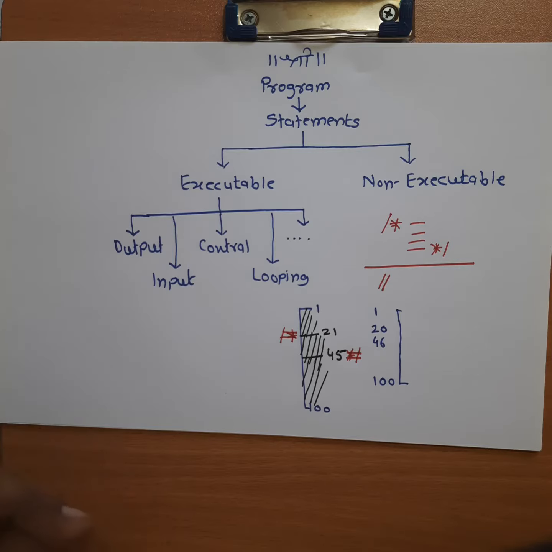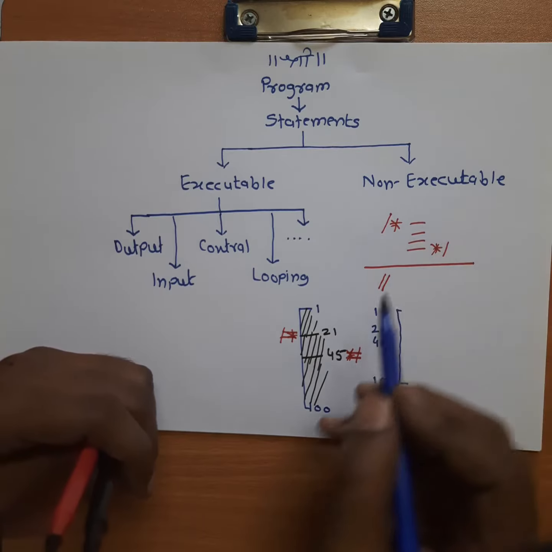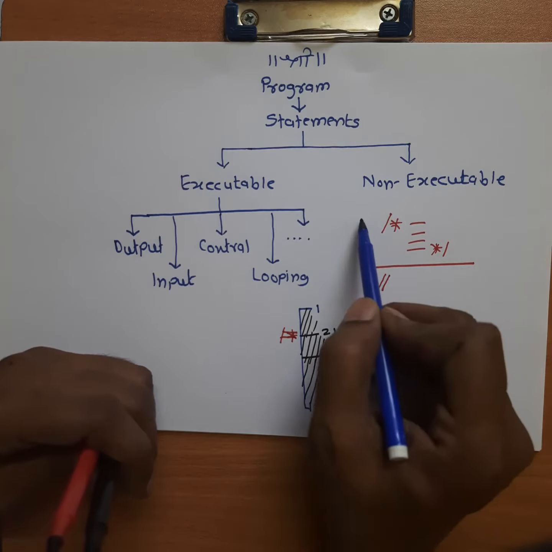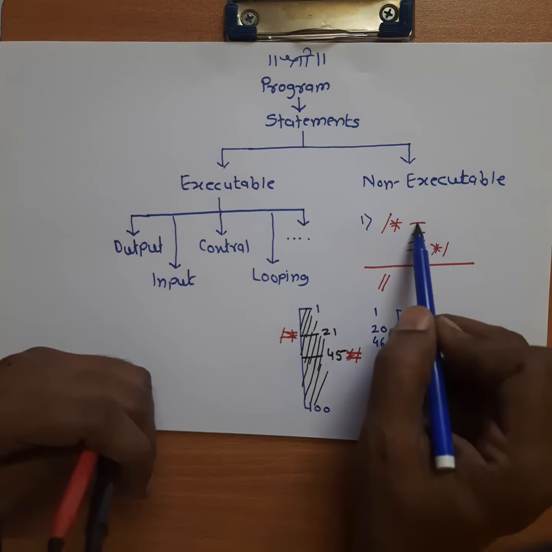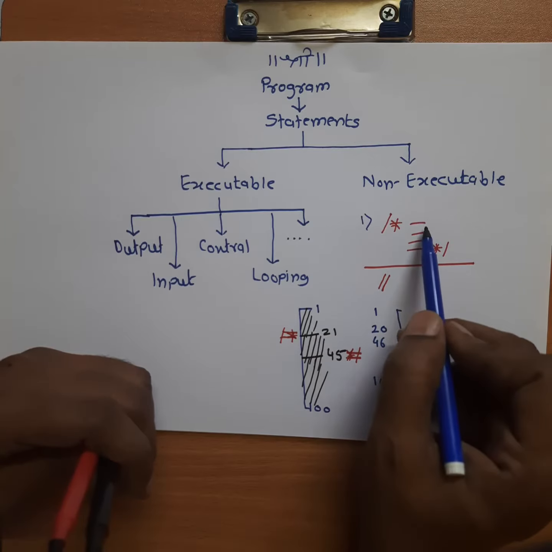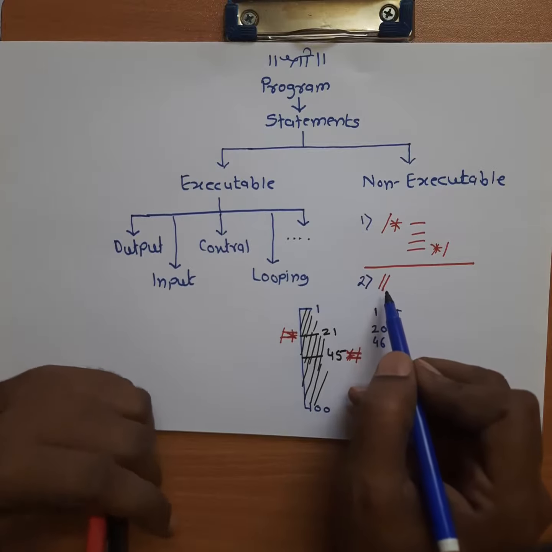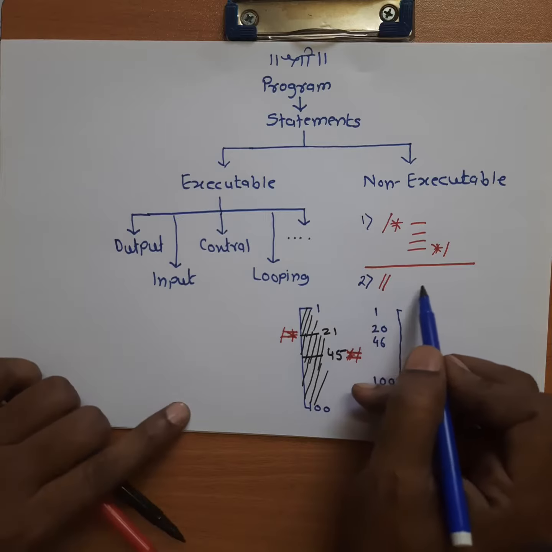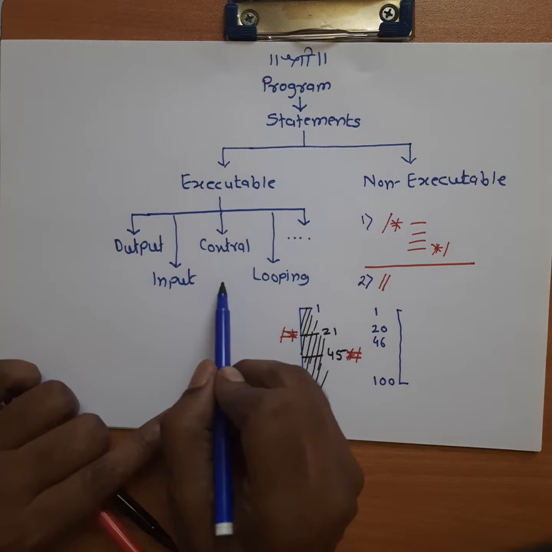So the statements which you don't want to execute for the time being, instead of deleting those statements, we can mark those statements as non-executable statements. If it is a group of statements, use /*, then your statements and */. All the statements present between these are considered non-executable. Or if it is a single line, then you can just give two //. Remaining statements are considered executable statements.